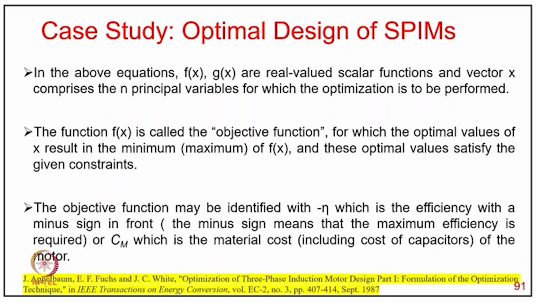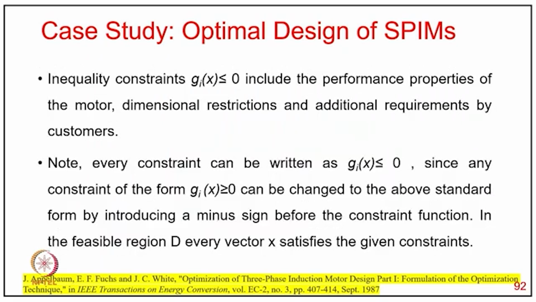The objective function may be identified with eta, which is the efficiency, with a minus sign in front. The minus sign means the maximum efficiency is required, and Cm is the material cost, including the cost of the capacitor of the motor. Typically, the inequality constraints Gi(x) less than 0 include the performance properties of the motor, dimension restrictions, and additional requirements of the customer.